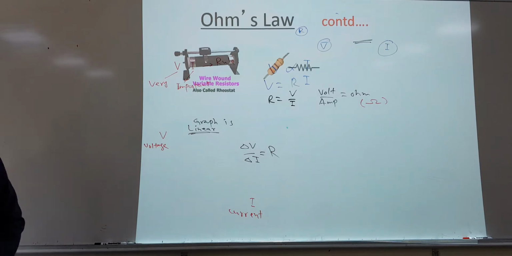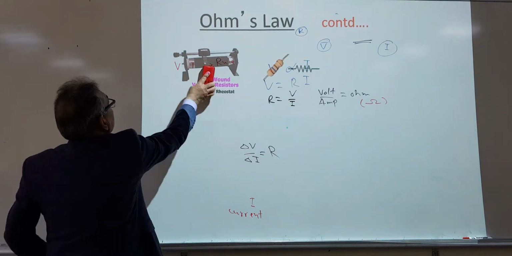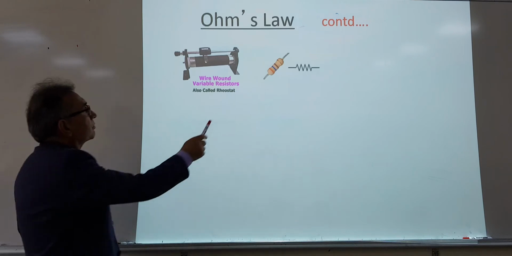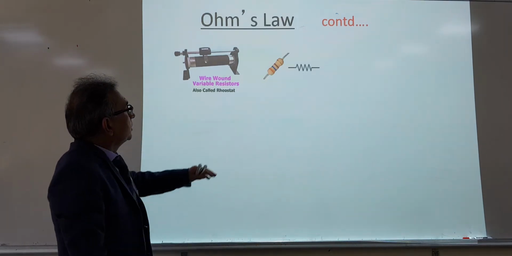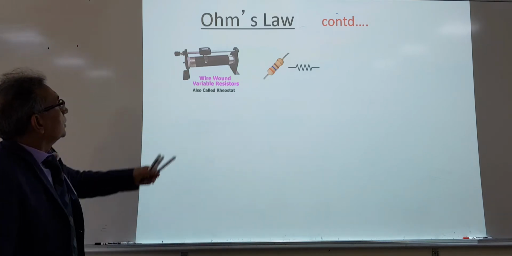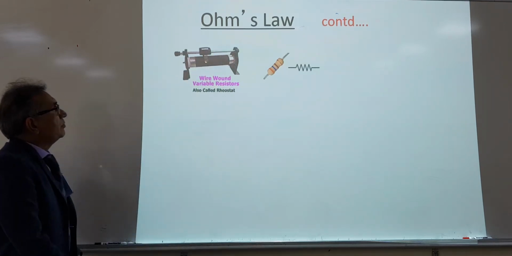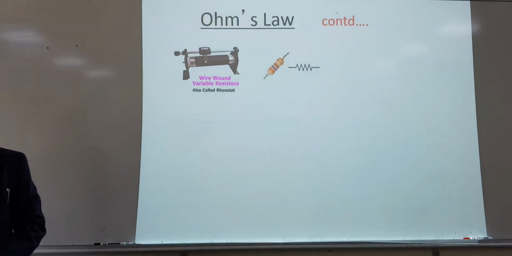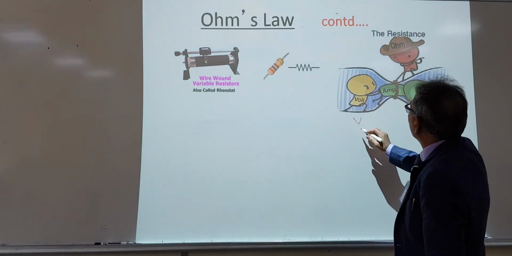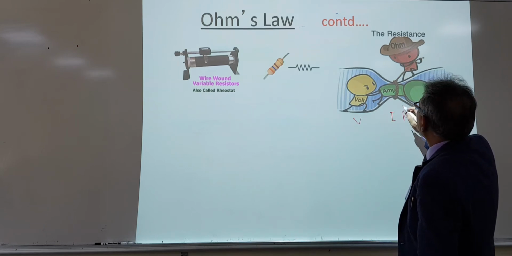R is the resistance, as I told you. You might have seen in the labs different types of resistors. This is the carbon resistor. We can get its resistance value with the color coding, and this is the symbol for the resistor. This is the wire wound variable resistor, also called the rheostat. If I slide it, I can have any value for any circuit. And this is a funny cartoon: V is equal to I, the current, multiplied by R. Okay, this is the rule.